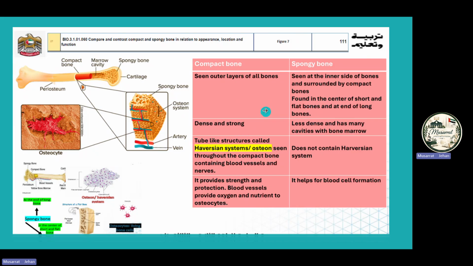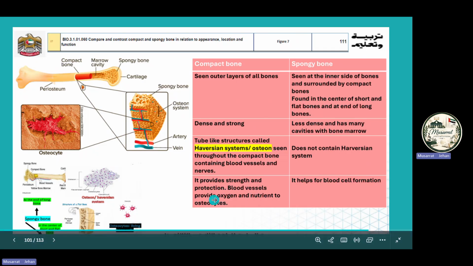Compact bones are dense and strong. Spongy bones are less dense and have many cavities with bone marrow. Osteons, or the Haversian system, are tube-like structures in compact bone, which have blood vessels and nerves, but spongy bone does not contain them. It provides strength and protection. Blood vessels provide oxygen and nutrients. It helps with blood cell formation.